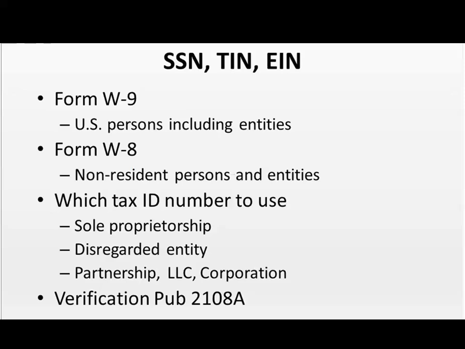Form W-9, we're going to talk about tax ID numbers now: Social Security number, taxpayer identification number, employer identification number. Use a W-9 for U.S. persons, including entities. For non-resident persons and entities, you use a form in the W-8 series. There is no form W-8; it's a W-8-BEN, W-8-BEN-E, W-8-ECI, and so on.